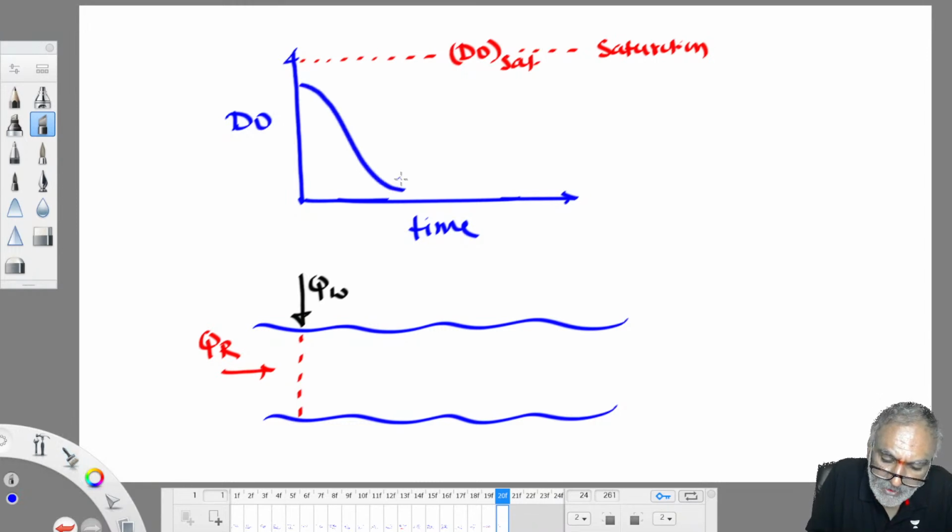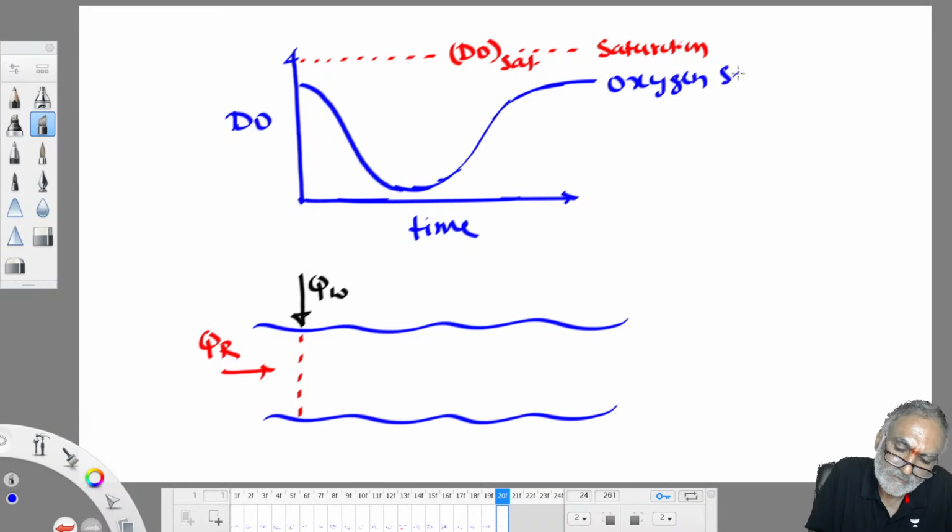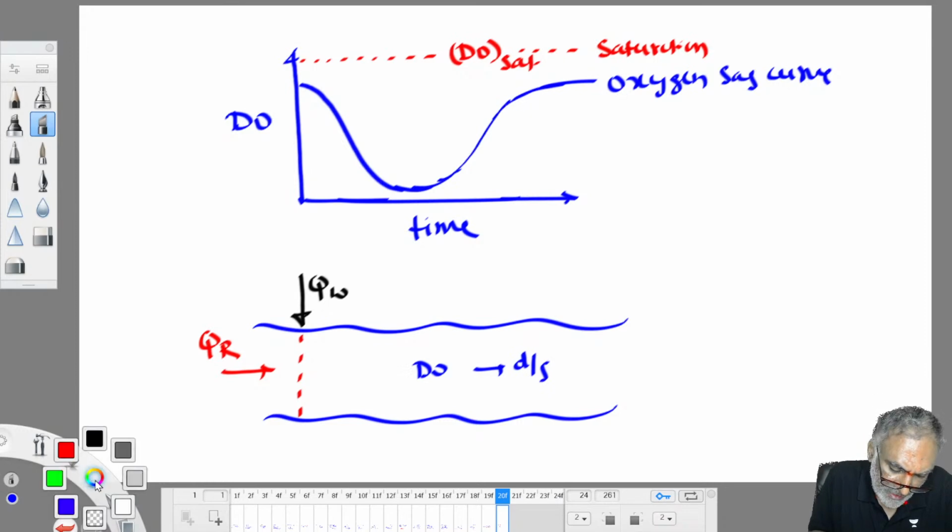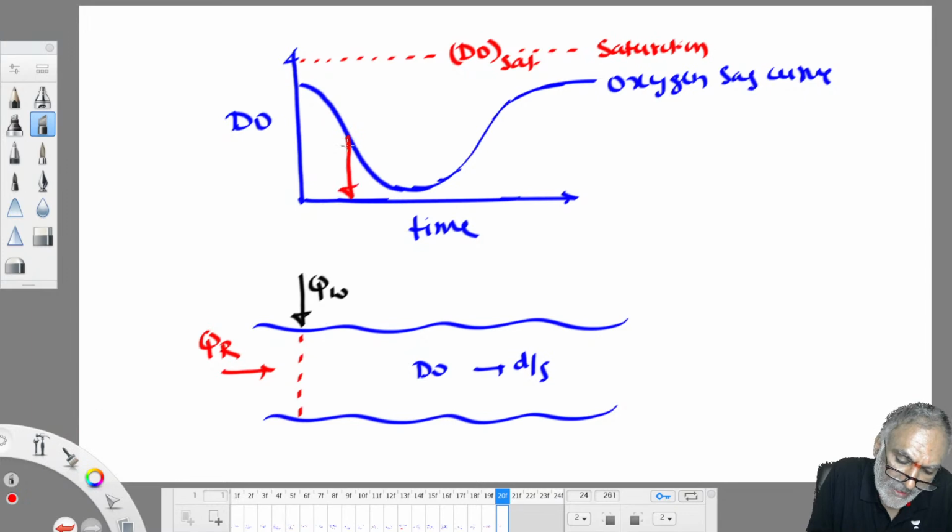So the deficit after disposal, what happens? It keeps on increasing. Again it keeps on decreasing. This is called the oxygen sag curve. So oxygen levels in the river, DO levels on the downstream side, if you plot, then you get the oxygen sag curve. DO at any point of time on the downstream side, this is DO at any time. Okay?